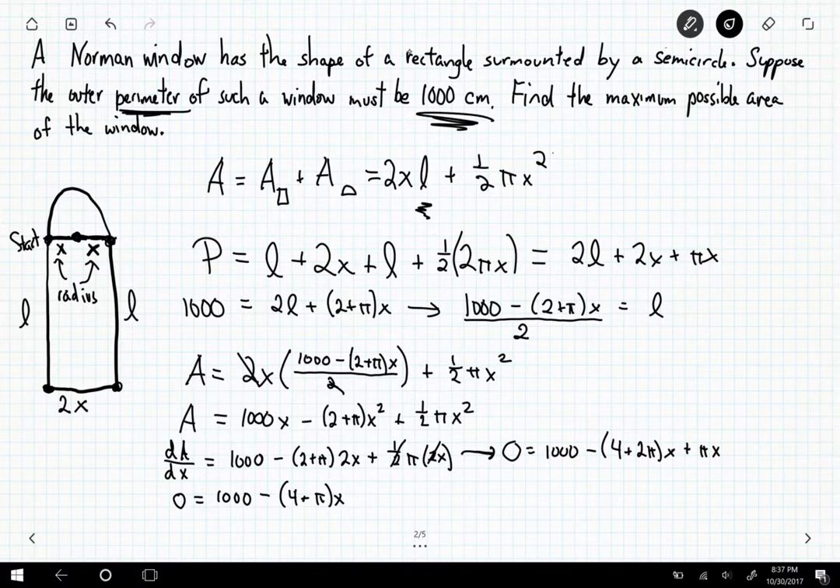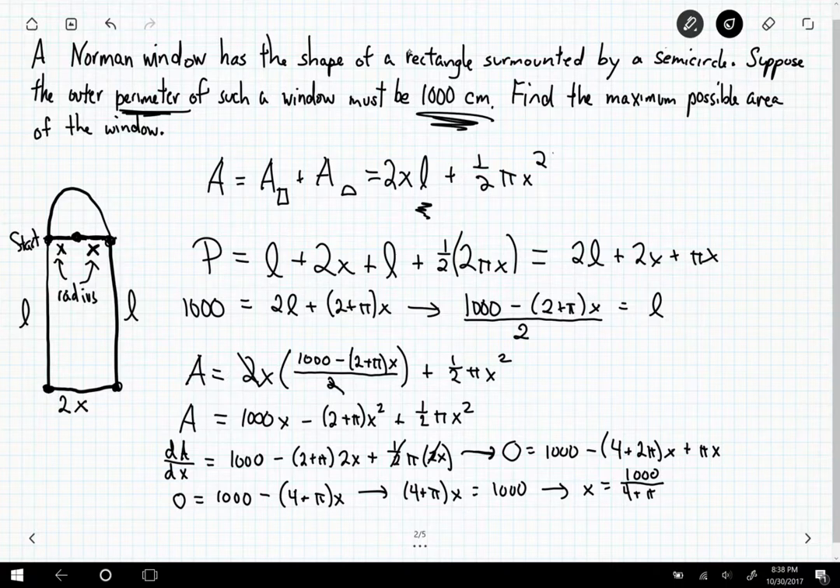So now what we can do is just add over that term. The 1000 is going to remain on the other side. So you have 4 plus pi times x, and that equals 1000. So if we want to solve for x, what does x have to equal? Well, divide both sides by the 4 plus pi, and we have our solution.